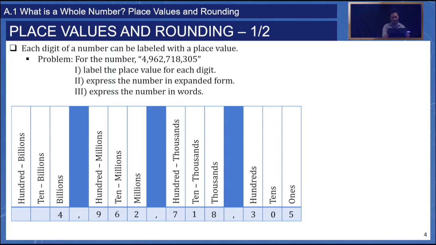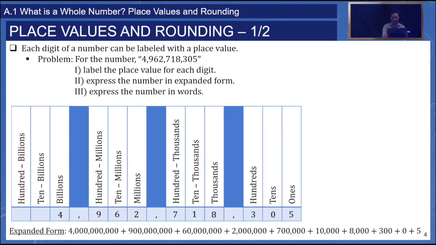So you're going to write 900 million plus, you're going to write the next number, 60 million, plus 2 million plus 700,000 plus 10,000 plus 8,000 plus 300, and then 0, 10, or you could just say 0 plus 5. So if you want to see that written, here it is.